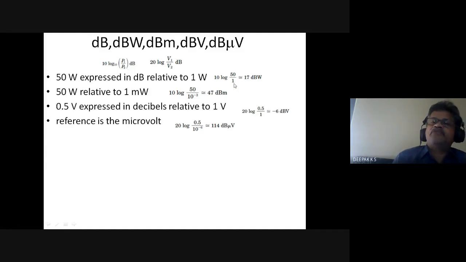So the denominator can be 1 watt, in which case it is dBW. It can be a milliwatt, in which case it is dBm. And the denominator can be 1 volt, in which case it is dBv, or it can be a microvolt, in which case it is dB microvolt. So these are all related by some factors. These are the units which we normally use. So dB is normally the ratio of two powers, with 10 here, and for voltage it is 20.